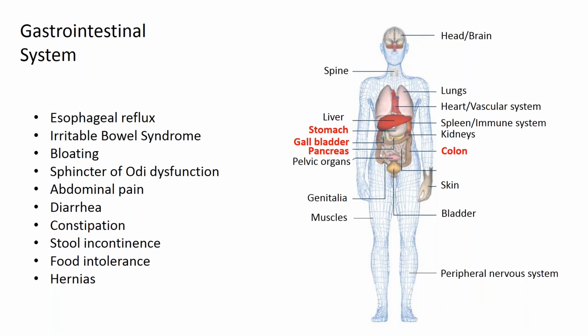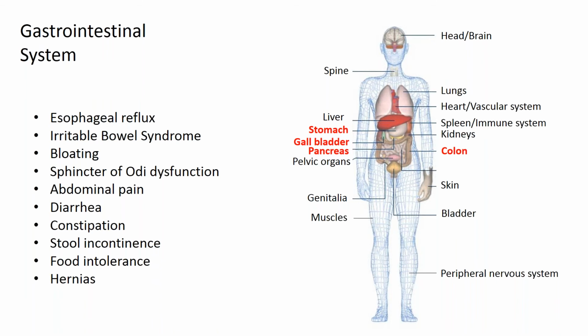Moving on to the gastrointestinal system, we see multiple symptoms in this organ system as well. People may have esophageal reflux, irritable bowel syndrome, bloating. There's a phenomenon called sphincter of Oddi dysfunction. The sphincter of Oddi plays an important role in regulation of the digestive juices that come from the pancreas and the liver into the GI tract.